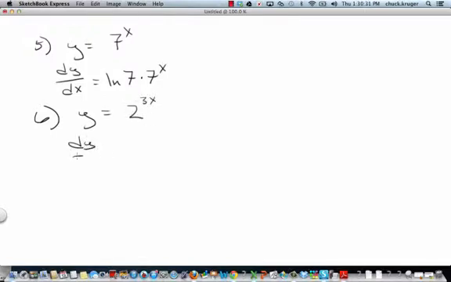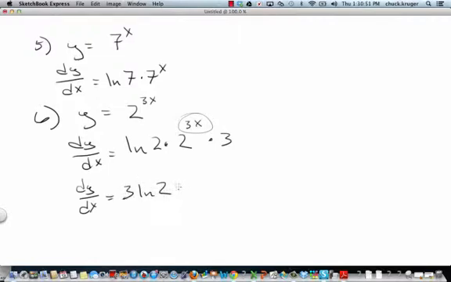So dy/dx is going to equal the natural log of 2 times 2 to the 3x times the derivative of that particular function right there, which is 3. So I have dy/dx is equal to 3 times the natural log of 2 times 2 to the 3x. This could be rewritten, and you might see this in another form, is this is really an exponent of 2, so I could say it's the natural log of 8 times 2 to the 3x. That is a possibility.